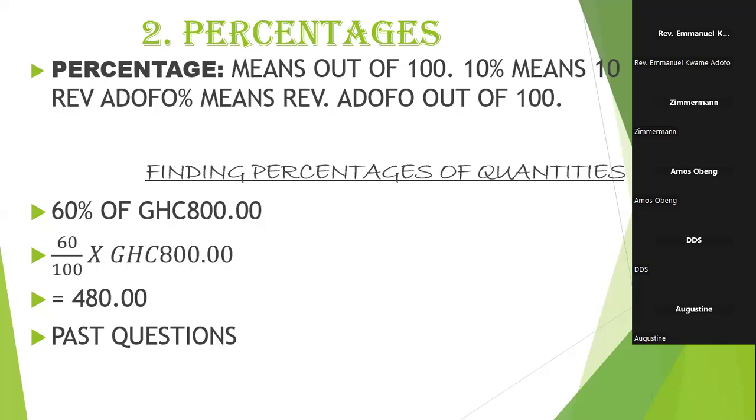Now, going through the past questions, I saw that questions are set on how to find percentages of given quantities. And quantities here can be an amount of money, it can be time, it can be an amount of something, it can be the number of something. So if you have 10 people in a class, and I say 50% of the 10 passed an exam, it means that half, in fraction, of the students passed the exam.